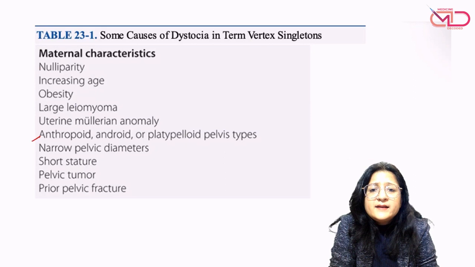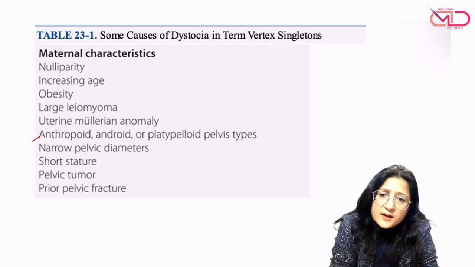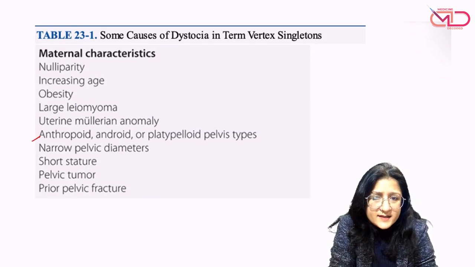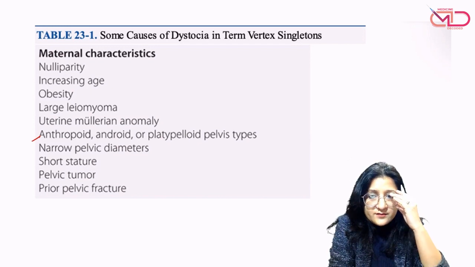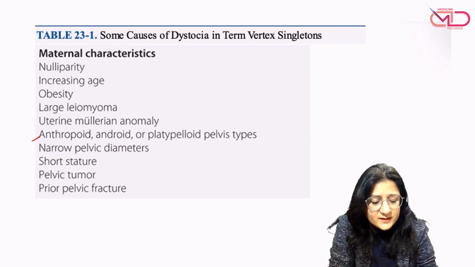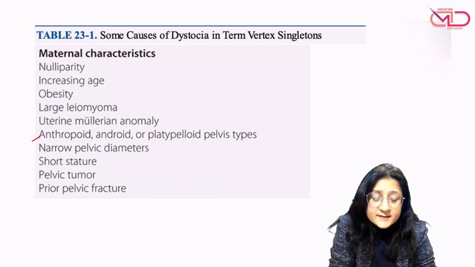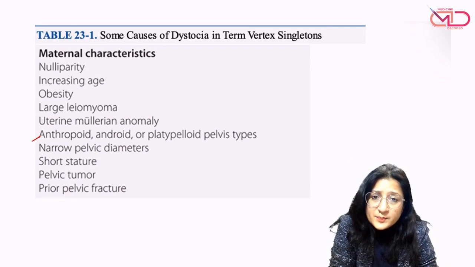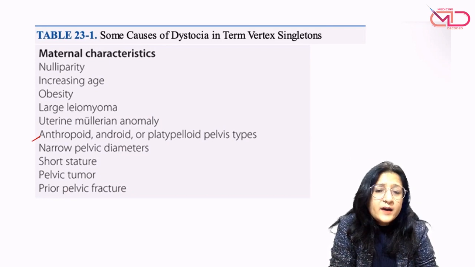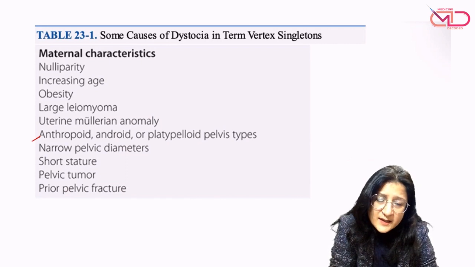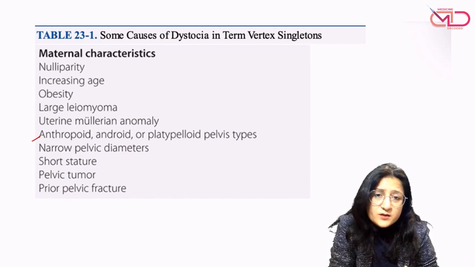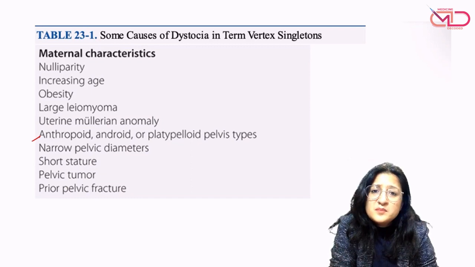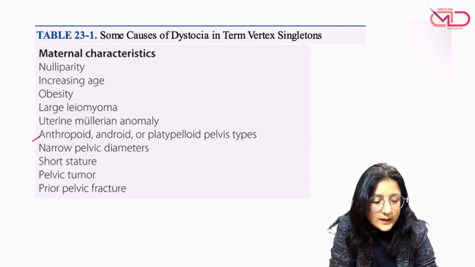So these are the maternal characteristics which could cause dystocia or poor labor progression as well, or contribute to dystocia in some way or the other. So these are the lists of causes of dystocia in term vertex singleton presentations. Now I don't think that you need to really mug up this huge list, but if you understand the logic behind labor progression, if you remember the three P's of power, passage, and passenger, then you should be arriving at the right answer simply by eliminating the options as well.